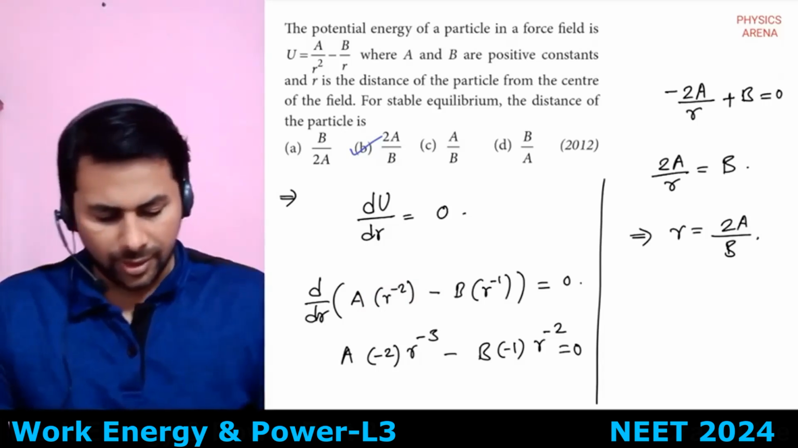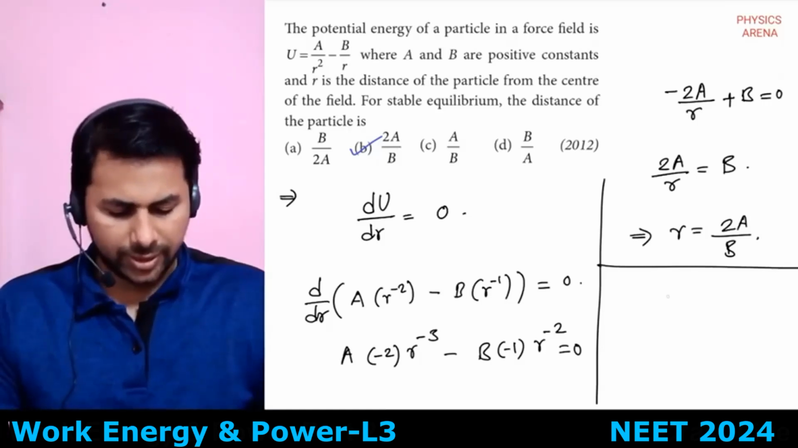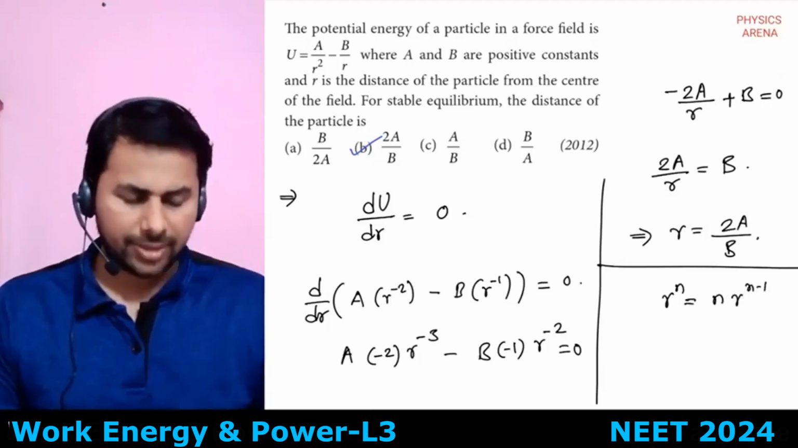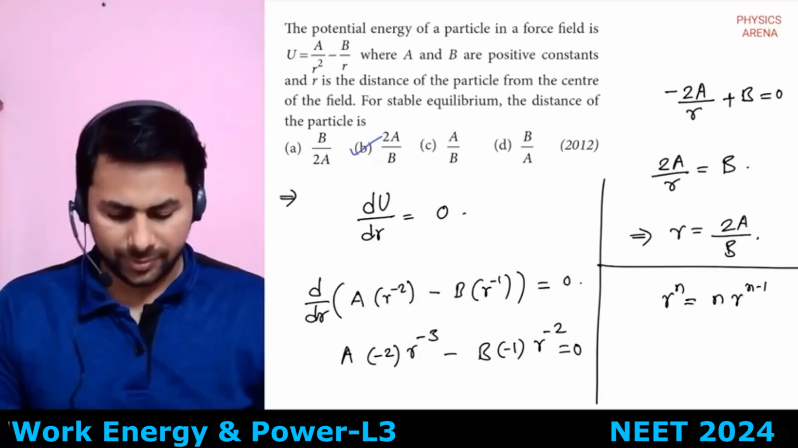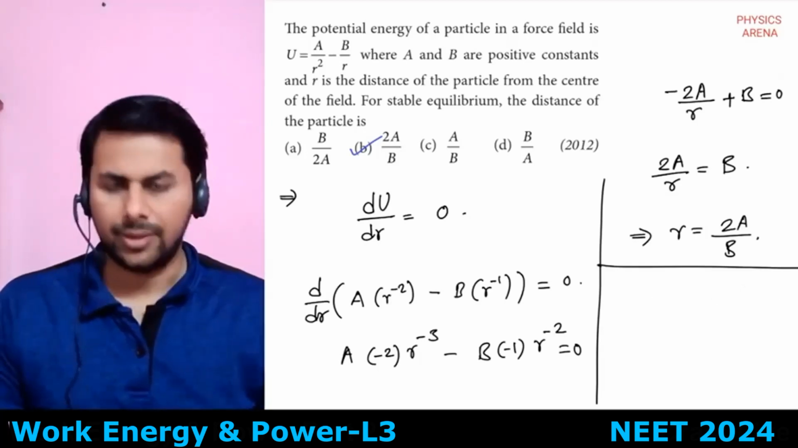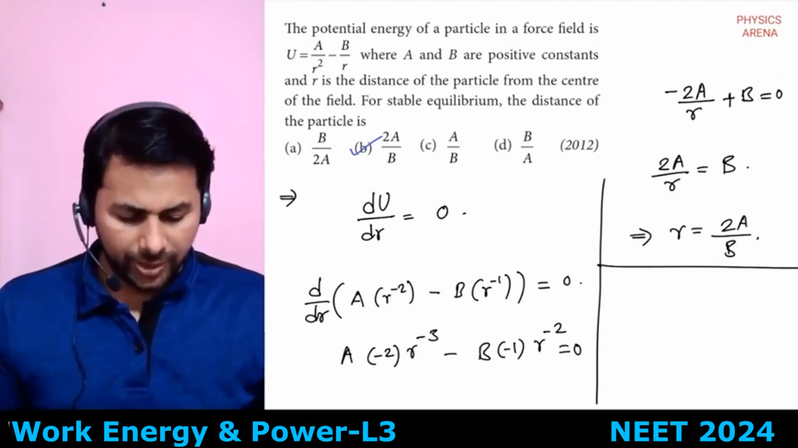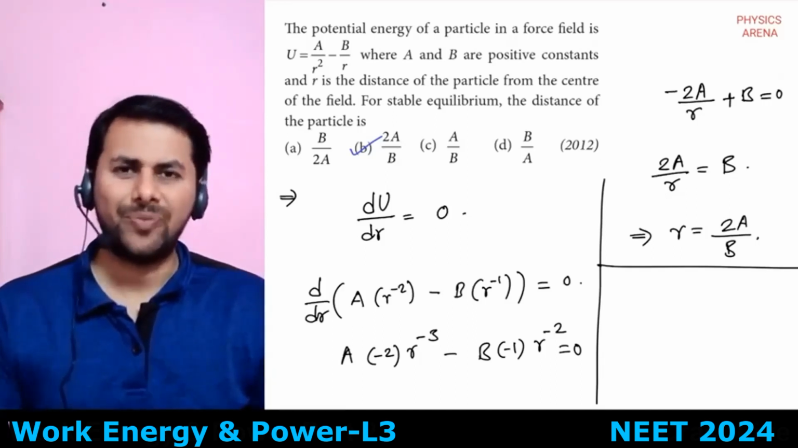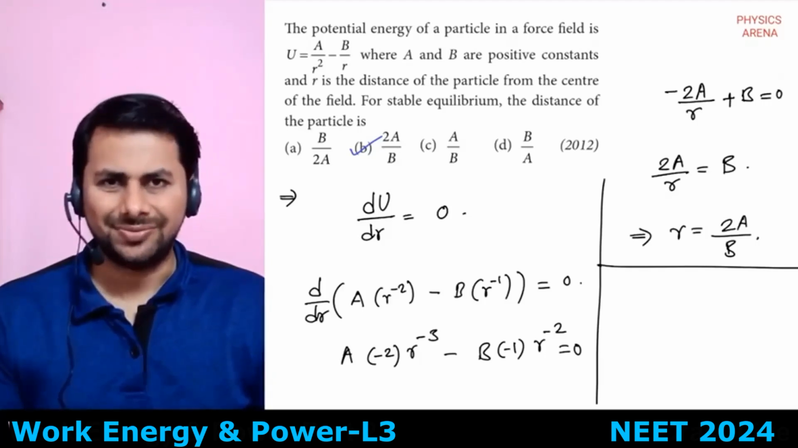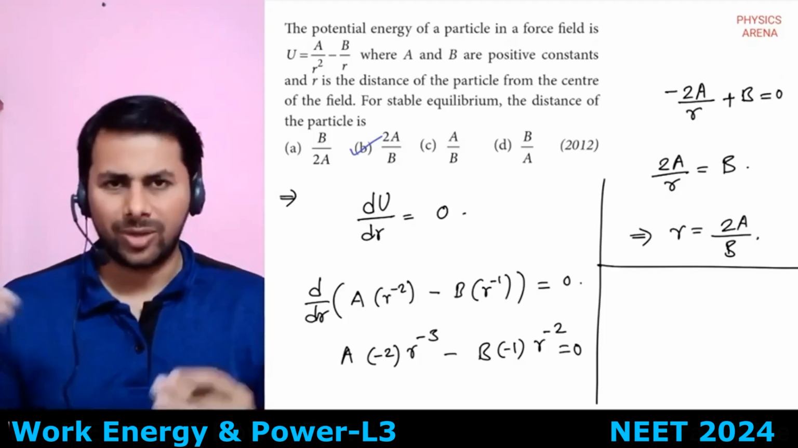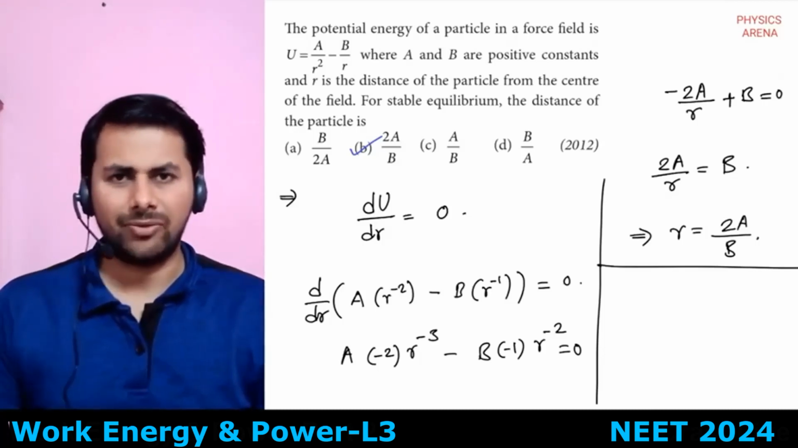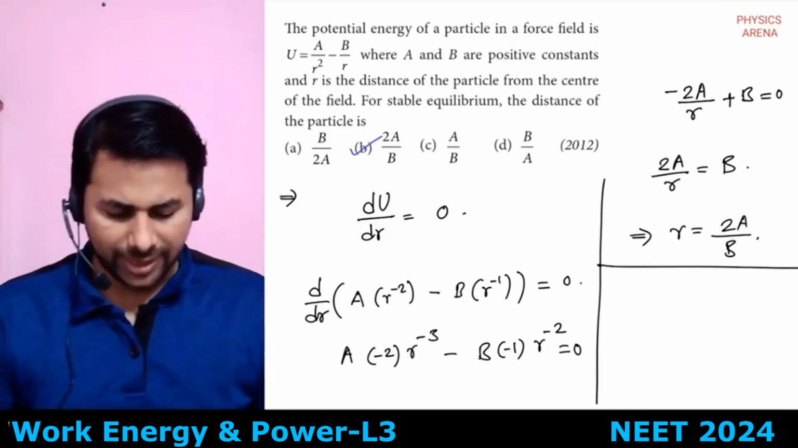See, the formula is, suppose you have r raised to n, its derivative will be n multiplied by r raised to n minus 1. So if there were 2 points where the derivative becomes 0, you have to check the second derivative. For the point where the second derivative is positive, you will have stable equilibrium at that point. So keep that in mind.